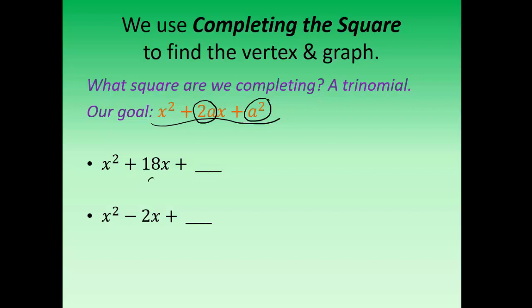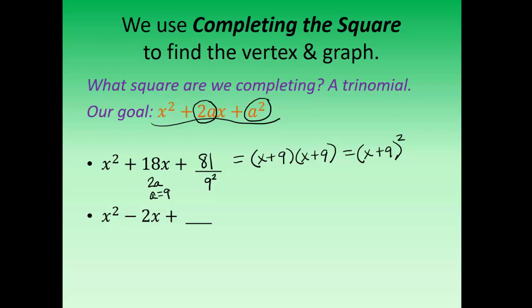If 18 is the 2a term, then a must be 9. And if a is 9, then the constant term needs to be 9 squared, which is 81. If you fill in 81, this factors into x plus 9 times x plus 9. And that's the perfect square when both factors are the same. So we can even write it as a square.